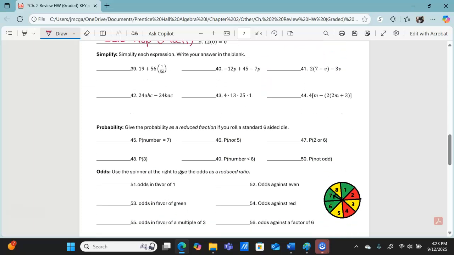Okay, moving on to these, simplifying them. I'm going to start by multiplying 56 by 1 over 56. Well, that 56 is just 56 over 1. So that will give me 19 plus 1, which would be 20. Here, negative 12p and a negative 7p. Two negatives, add them up, keep the sign. So negative 19p plus 45.